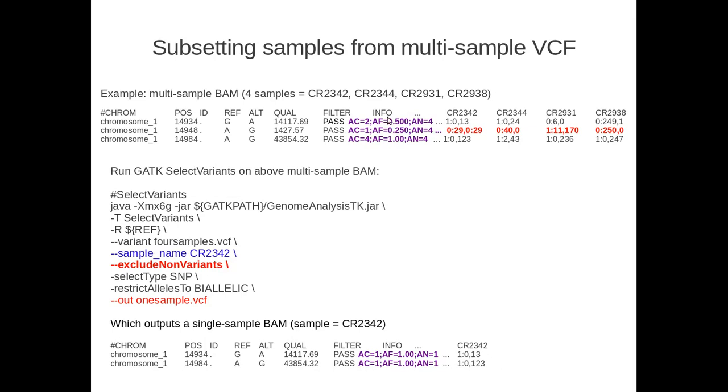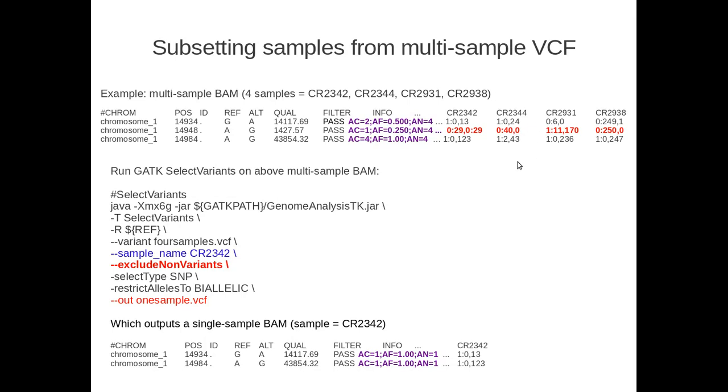So notice here how all of the values in purple have changed to represent the fact that now only CR2342 is there. The allele count is 1 because CR2342 at these particular sites has a non-reference allele. I also want you to note that when you start removing samples, some sites will become invariant. That is, all individuals will be identical to each other, and they will all be reference.